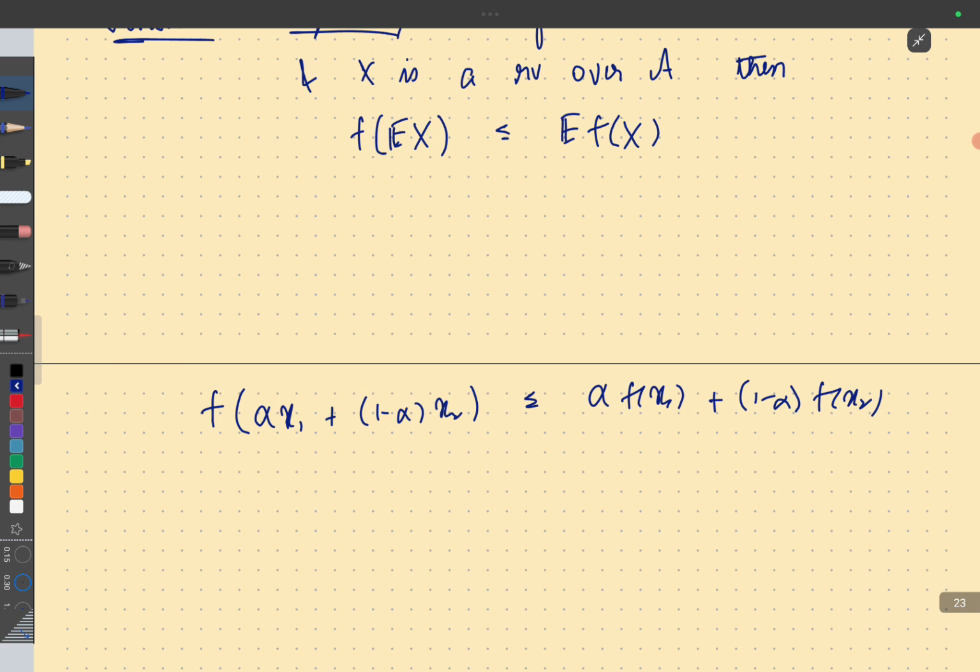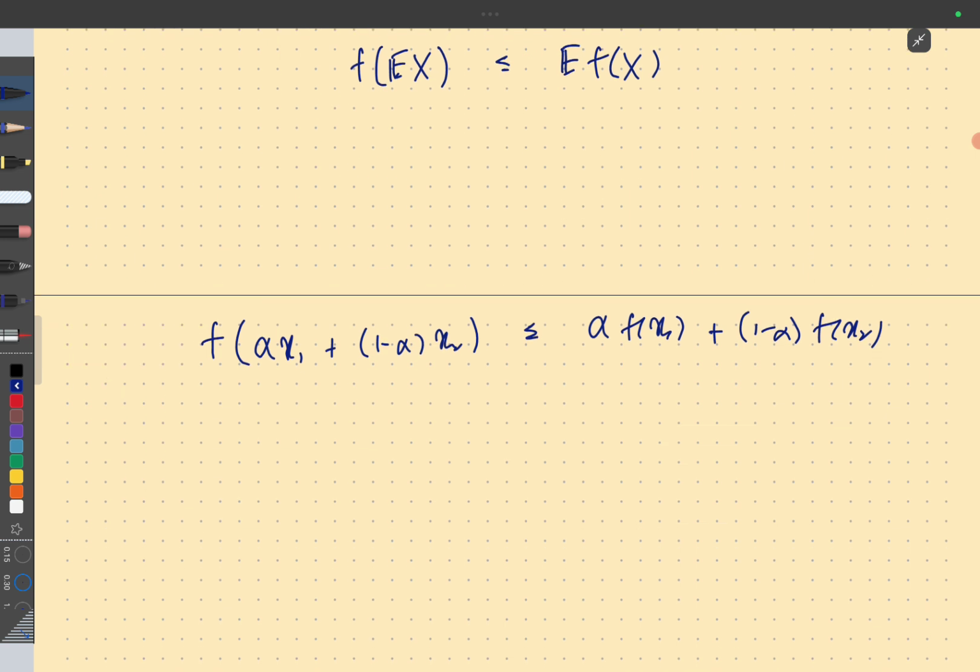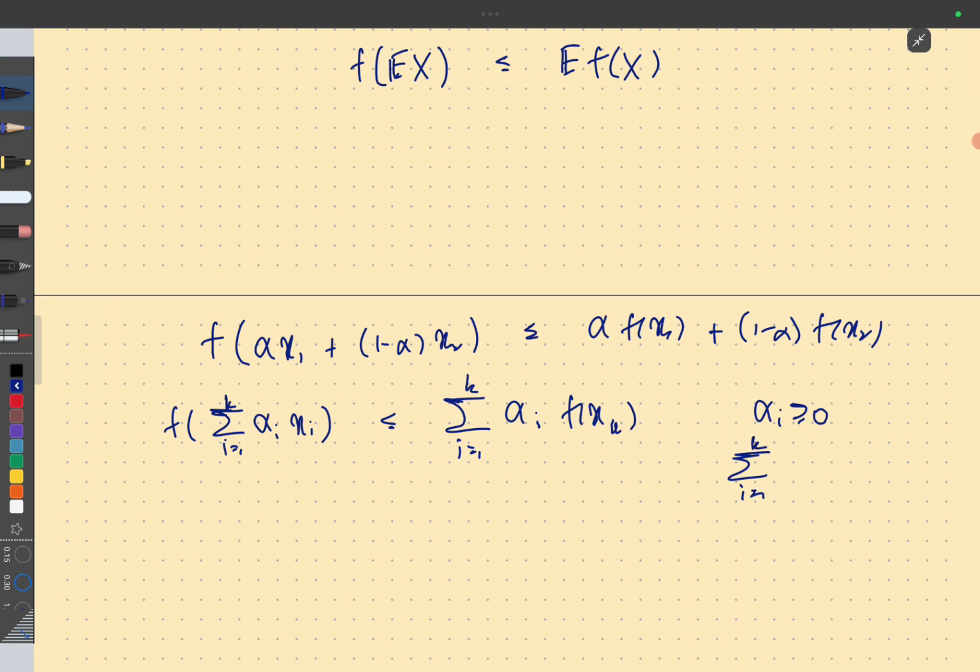What I want you to show, it's not very difficult to show, is basically if I have x1, x2, x3 up to xk, and alpha 1, alpha 2, alpha 3 up to alpha k, then f of summation i equal to 1 to k, alpha i xi is less than or equal to summation i equal to 1 to k, alpha i f of xi, where each alpha i is greater than or equal to 0 and the alpha i's sum to 1. All right.